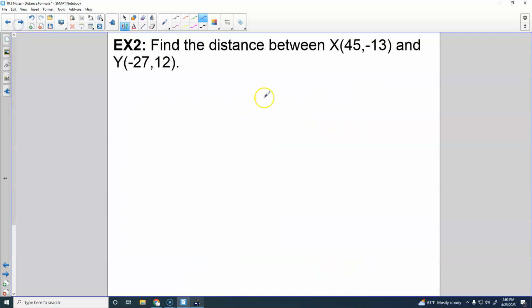So let's try this one, which is too big to fit on a graph for us. So let's try this strategy with this example. So we would subtract our x's. Okay, so 45 minus negative 27. Or negative 27 minus 45. The only difference in what you'll get there is whether or not it's negative or positive. So for this, we will get, let's see, 72.